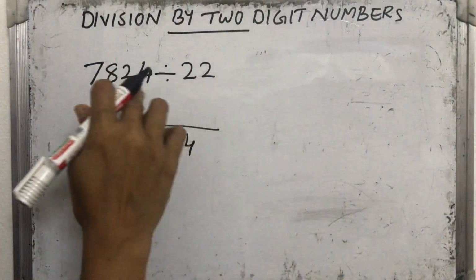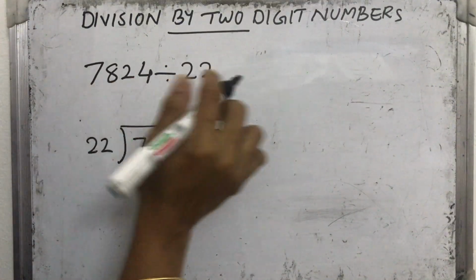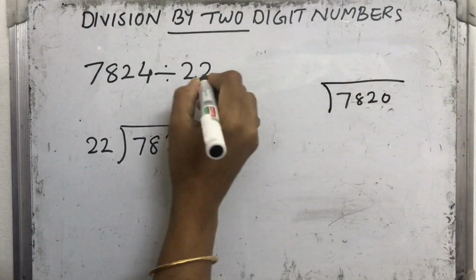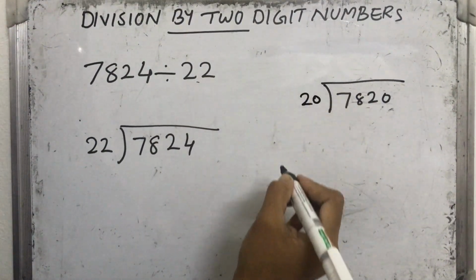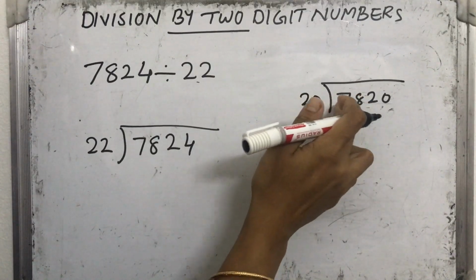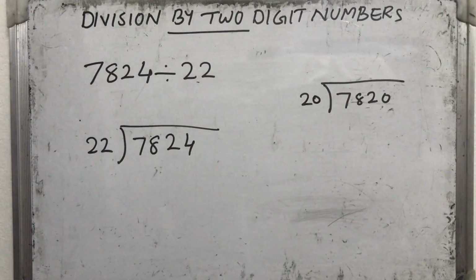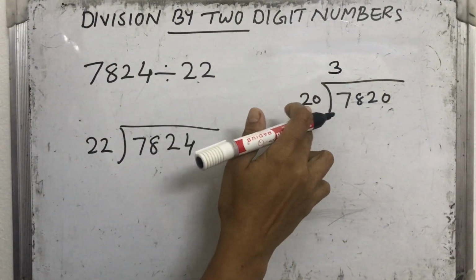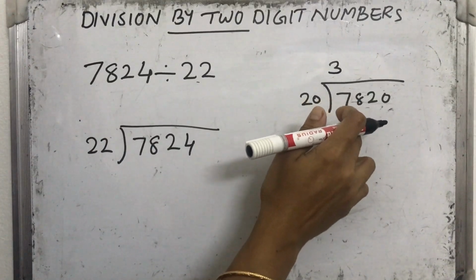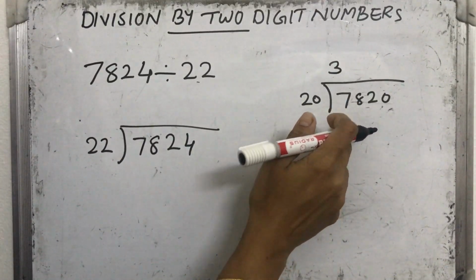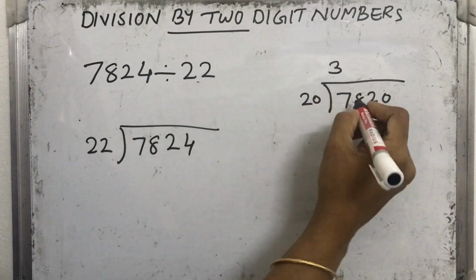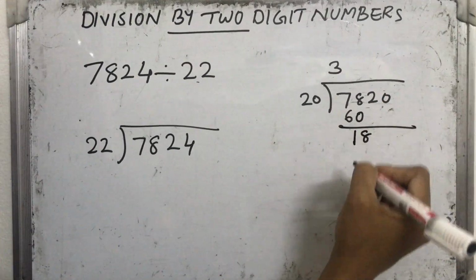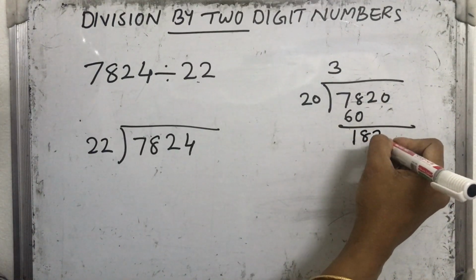For the approximate answer, when we round this number to the nearest 10, we get 7,820, and 22 rounded to the nearest 10 is 20. Now it is easy. How many 20s in 78? 3. 3 into 20, 60. But 4 into 20 will be 80, which is more than 78, so that is not possible. So we take 3. 3 into 20, 60. 8 minus 0, 7 minus 6, 1. Now bring down 2, 182.